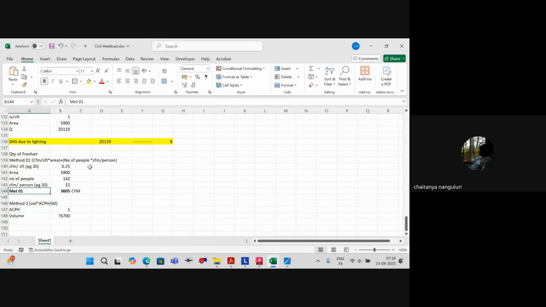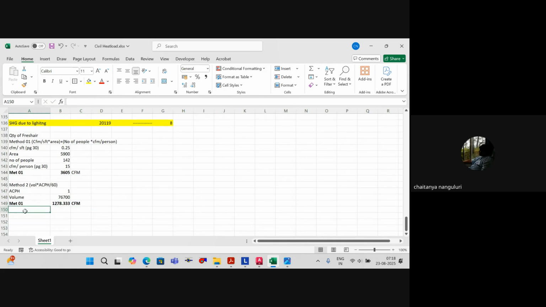Then method 2's value will be Control C, Control V, is equal to volume into air changes divided by 60. We'll get this value, which is CFM again. So this also will highlight it.